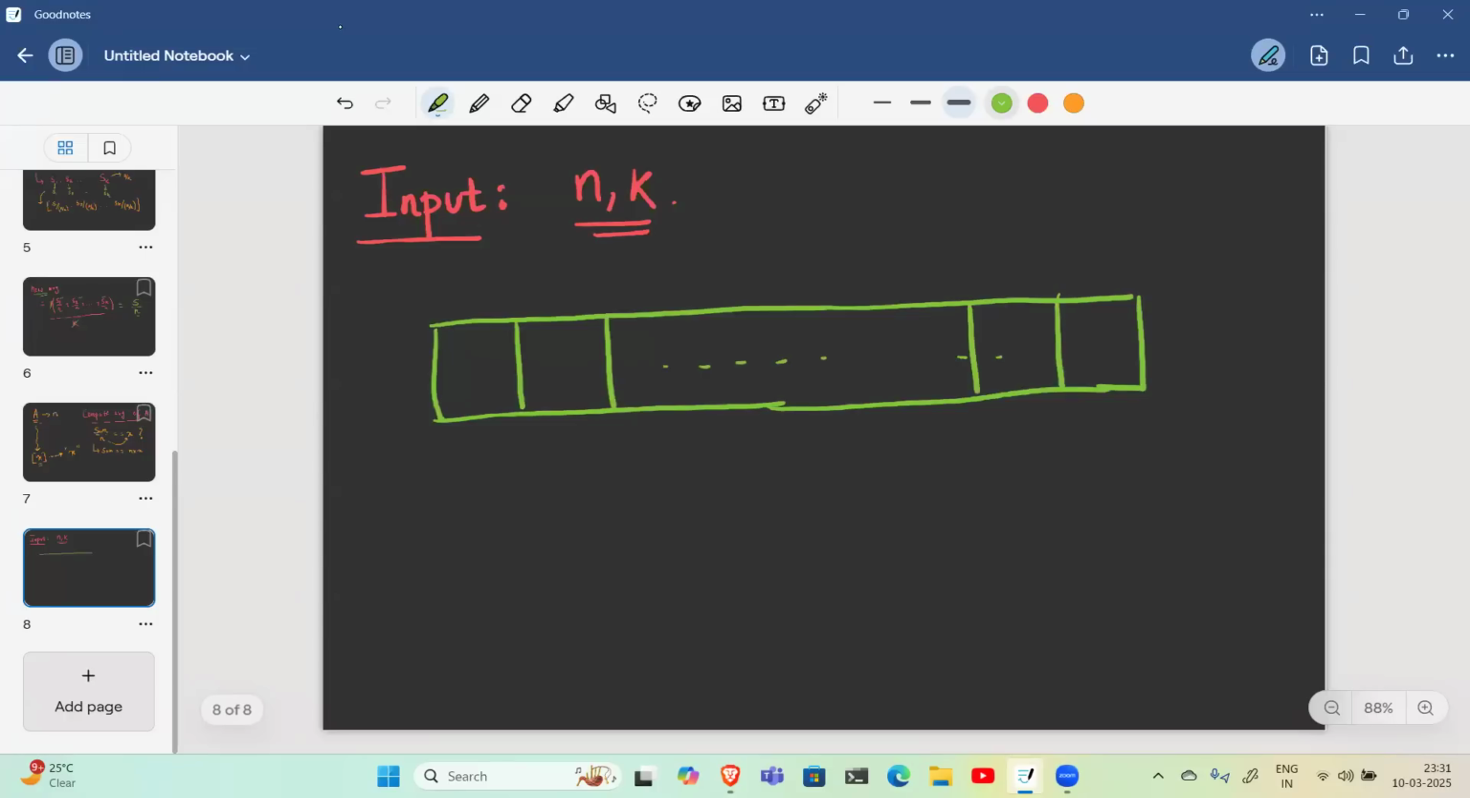So let me number these cells from 1, 2, and it goes till n minus 1 and this is n. They call the nth cell the exit. Okay, fine. And the question says that there is exactly one person who is stuck at every cell of the labyrinth. Okay, so at every cell of the labyrinth, there is exactly one person who is stuck. Fine. Now, what do we need to do?